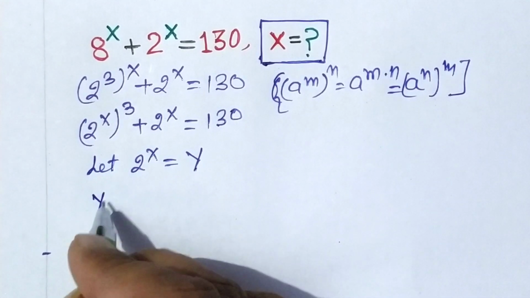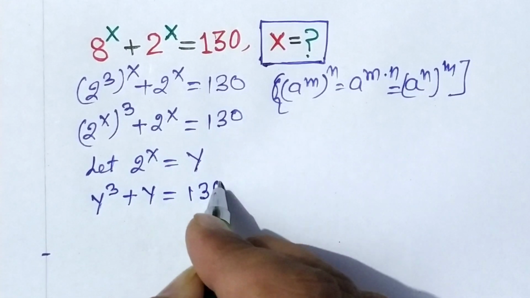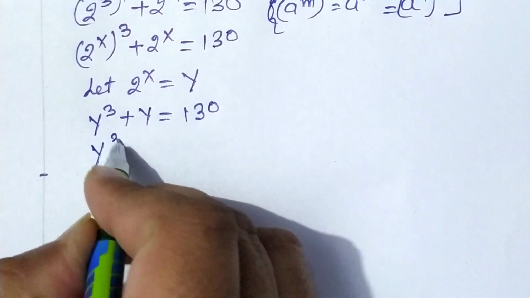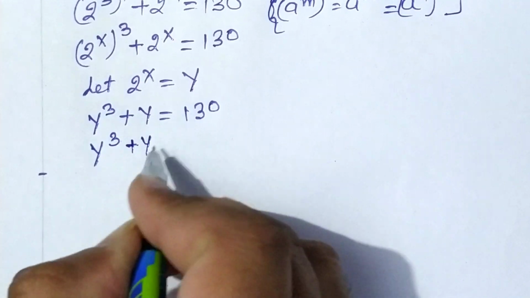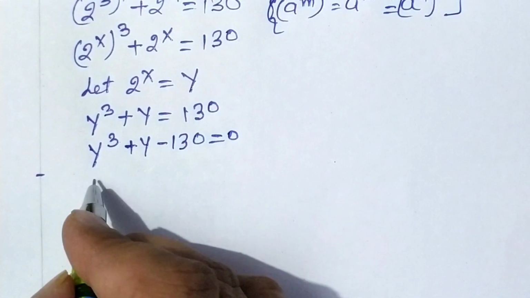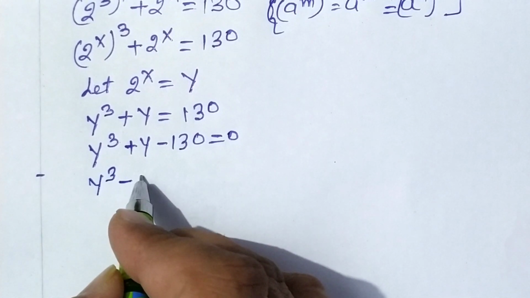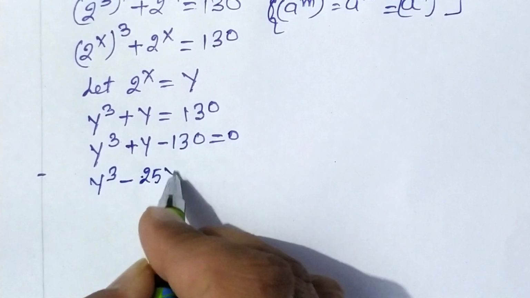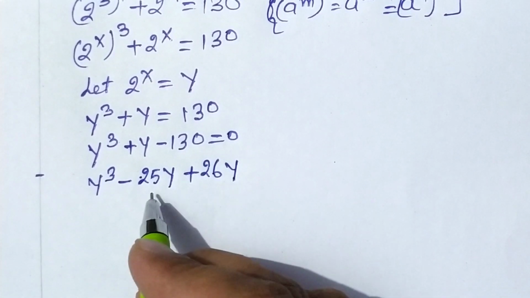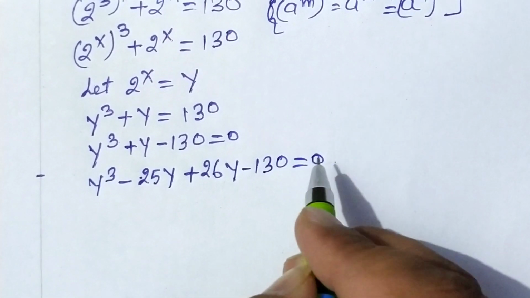Then y cube plus y is equal to 130. Again, we can write y cube plus y minus 130 is equal to 0. Y cube minus y can be written as y cube minus 25y plus 26y, plus 26 minus 25 is equal to y, minus 130 is equal to 0.